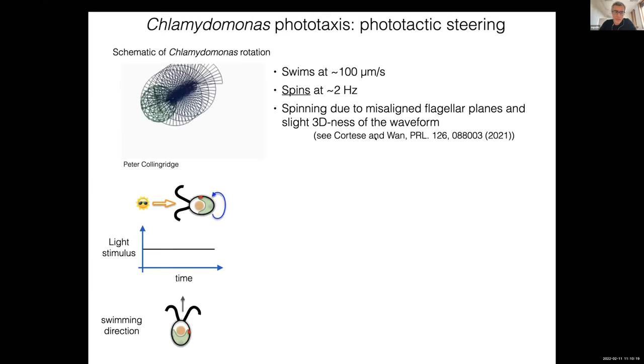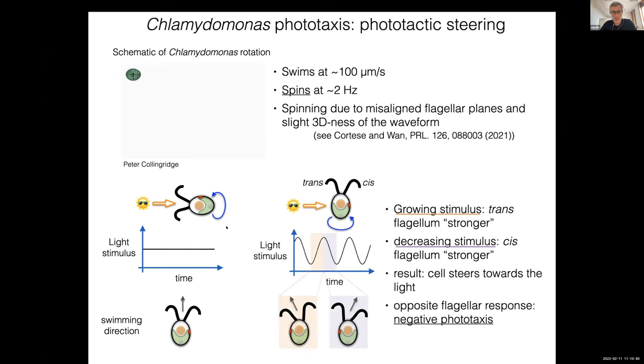So how is spinning related to phototaxis? Well, the mechanism is the following. If the cell is moving towards light, as the cell spins, the light stimulus that is perceived by the eye spot is constant. The constancy of the light stimulus essentially means no extra modulation of flagellar activity. If, however, the cell is moving at an angle with respect to light, in this case, for example, 90 degrees, as the cell spins, the light stimulus received by the eye spot is modulated in time, in this case by a modulation of 2 hertz.